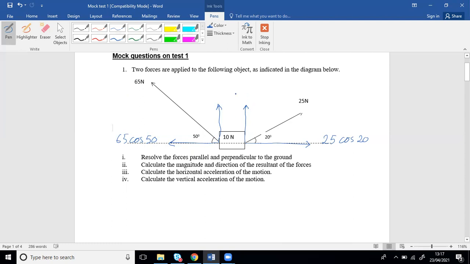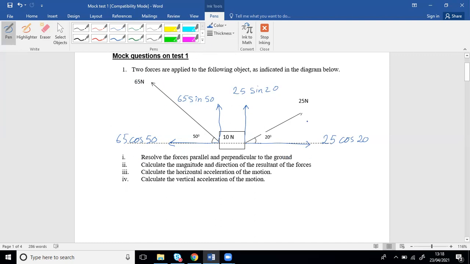The parallel component would be 25 times sine 20. And for this force, the parallel component would be 65 times cos, sorry, my mistake, sine 50. Okay, so question 1 done. Resolve the forces parallel and perpendicular to the ground. So these are perpendicular to the ground and they're parallel.